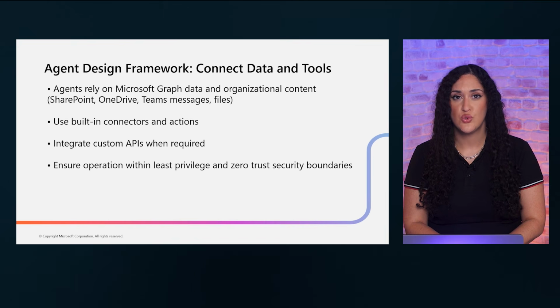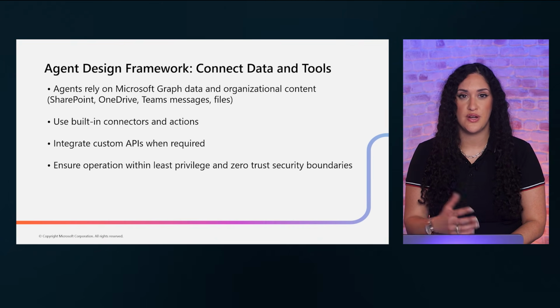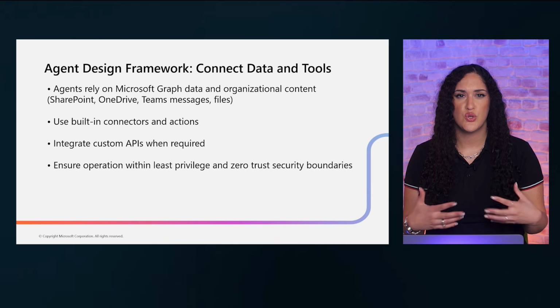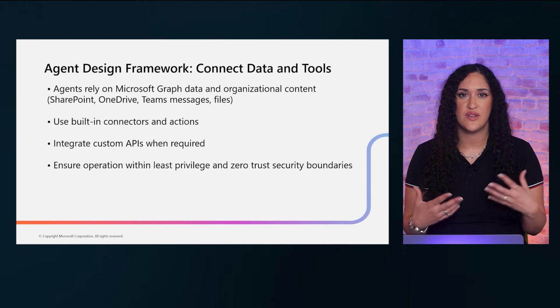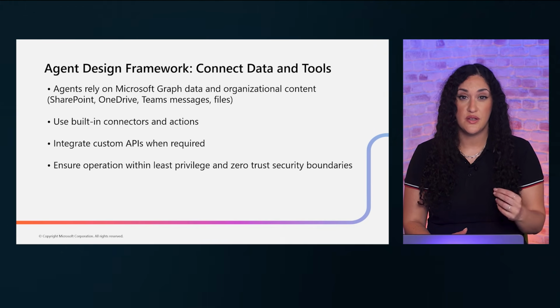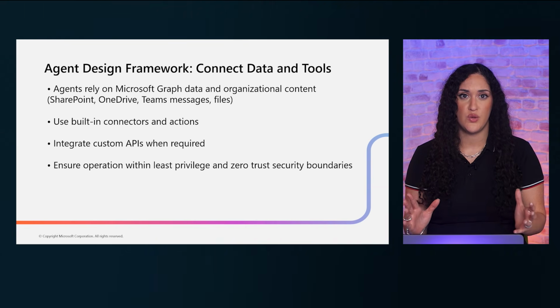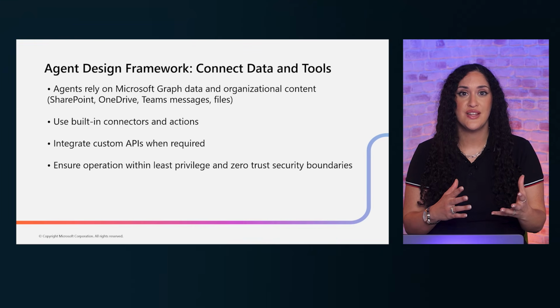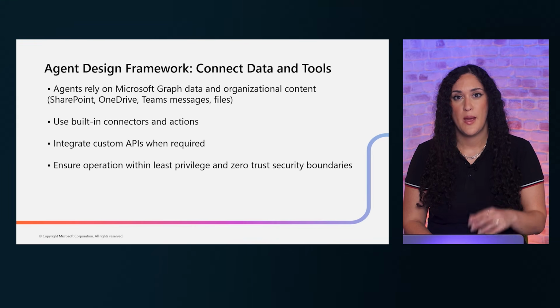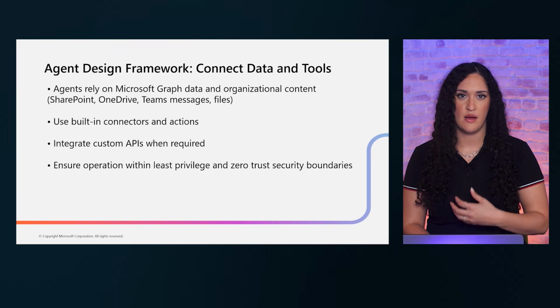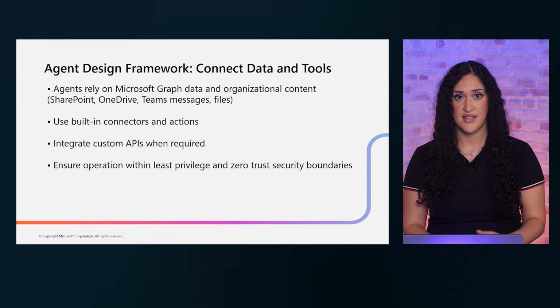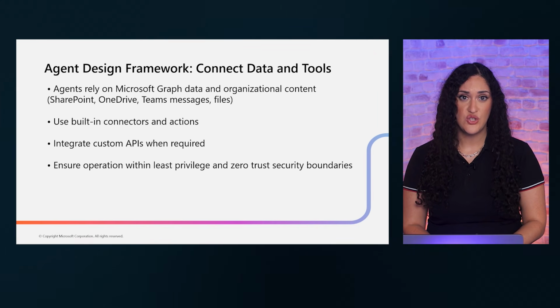Agents need data and tools to be useful, and this is where security gets critical. They rely on Microsoft Graph data, SharePoint, OneDrive, and Teams content. You can use built-in connectors or integrate custom APIs, but everything must operate within least privilege and zero trust boundaries. Map your data sources before designing the agents. Know exactly what data it needs, apply minimum permissions, and audit access regularly. An agent with excessive access is a security liability, no matter how useful it is.